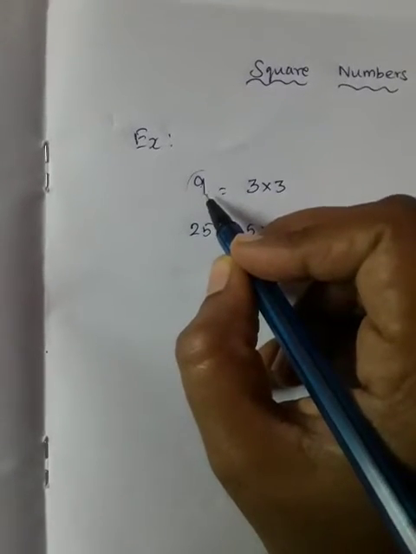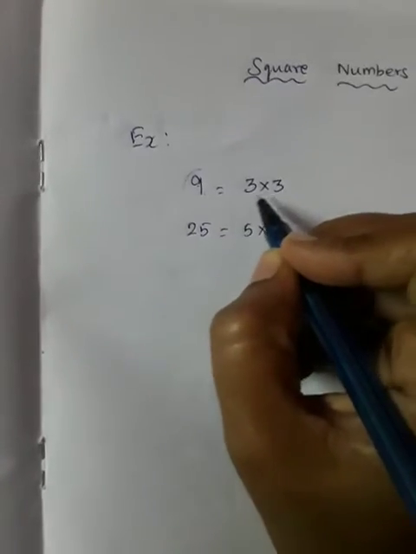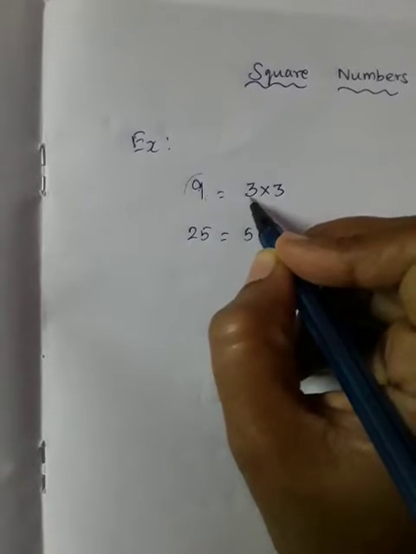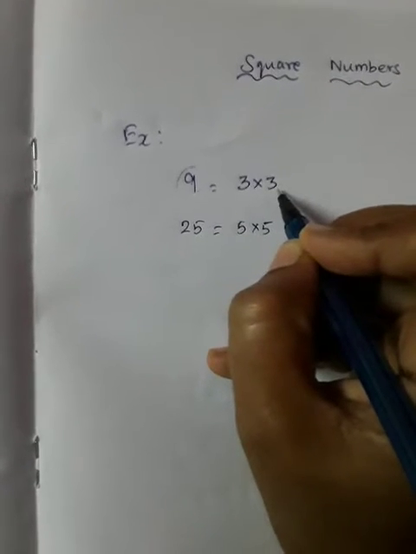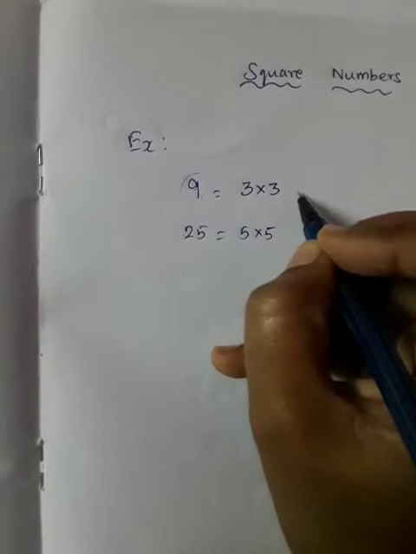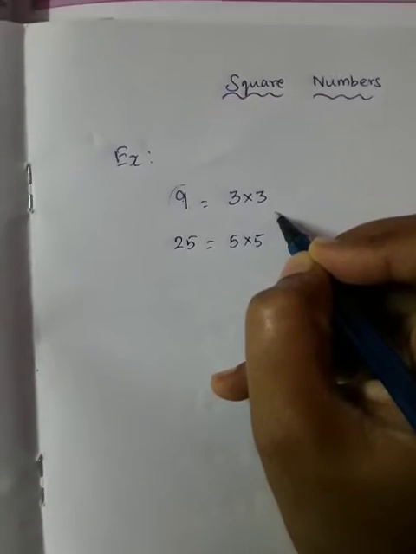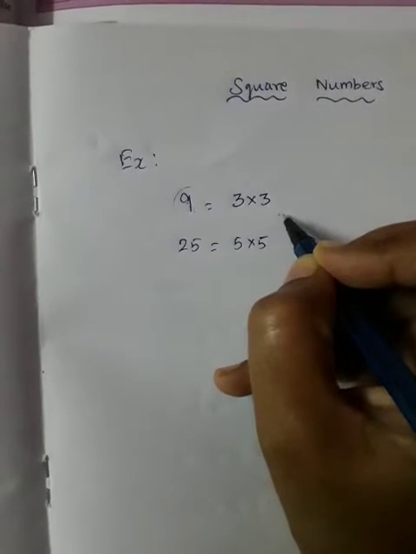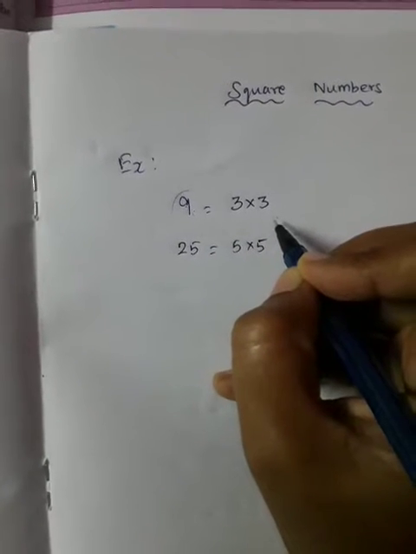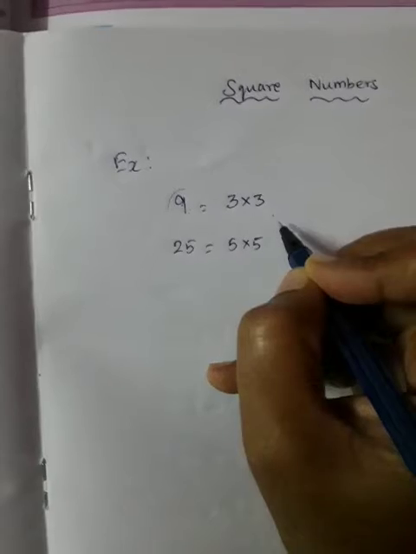What have we done with this 9? 3 into 3. We expressed it as a product of two same numbers. If you are multiplying 3 times with the same numbers, it is called a cube number. That we will see later. But a square number is nothing but expressing the given number as a product of two same numbers.